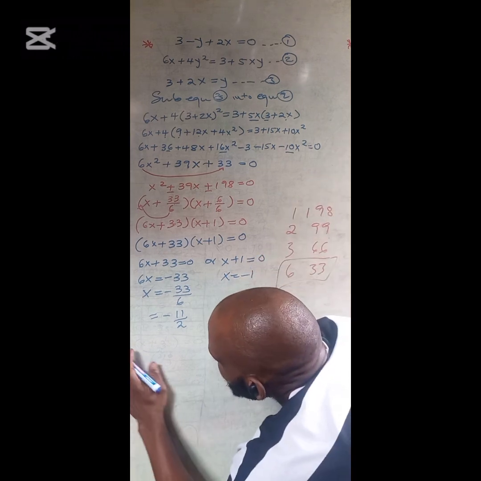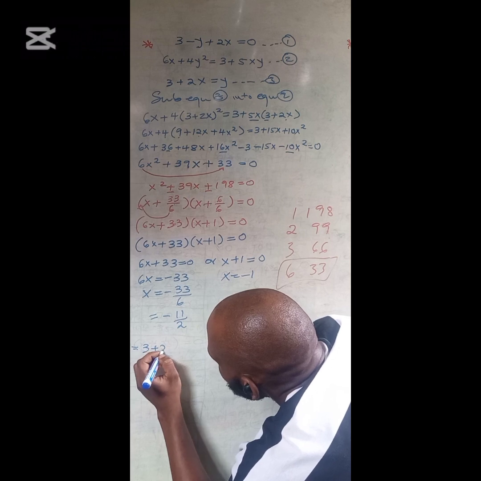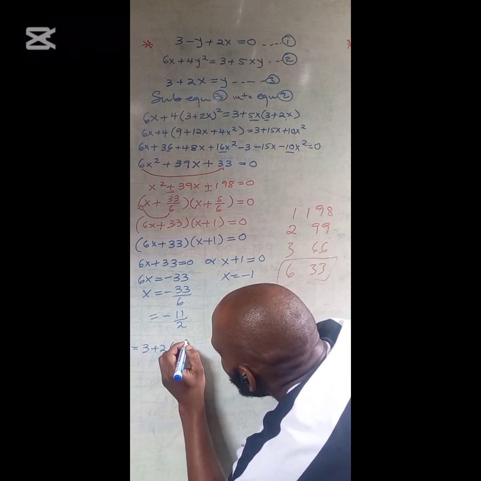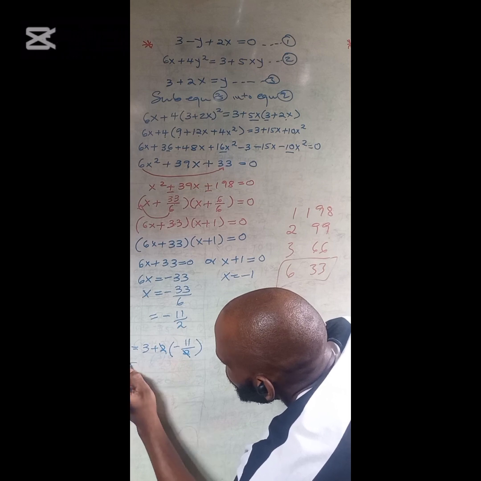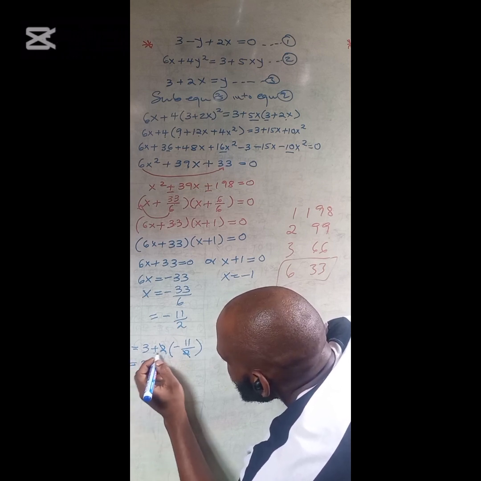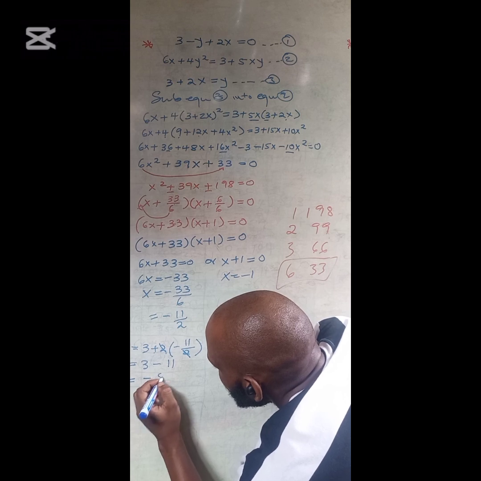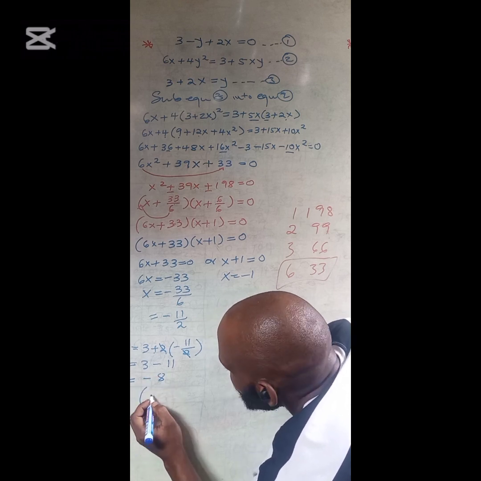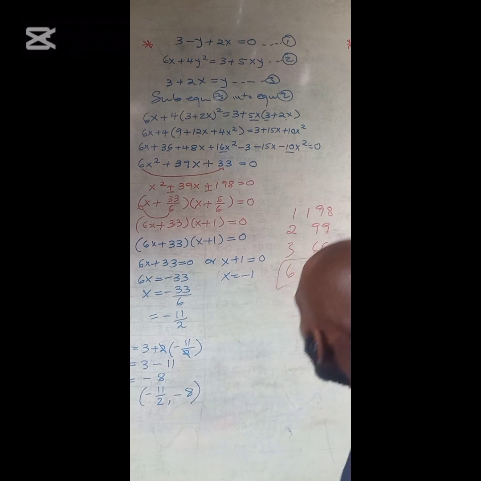The corresponding y values: we said y is equal to 3 plus 2 into x minus 11 over 2. These two will cancel these two. So we have 3 positive by negative, negative 11. 3 minus 11 is minus 8. So the point for this one is negative 11 over 2 and negative 8.